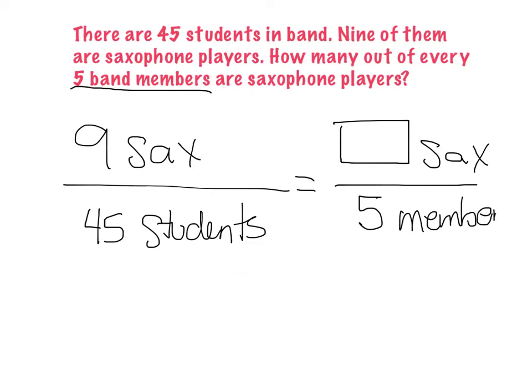And here we're just going to find another equivalent fraction. So what we want to do is say 45 divided by what gives us 5. Well, 45 divided by 9 is 5. And then I do the same thing to the top that I did to the bottom. 9 divided by 9 is 1. So there's 1 saxophone player for every 5 band members. So it's a 1-to-5 ratio.